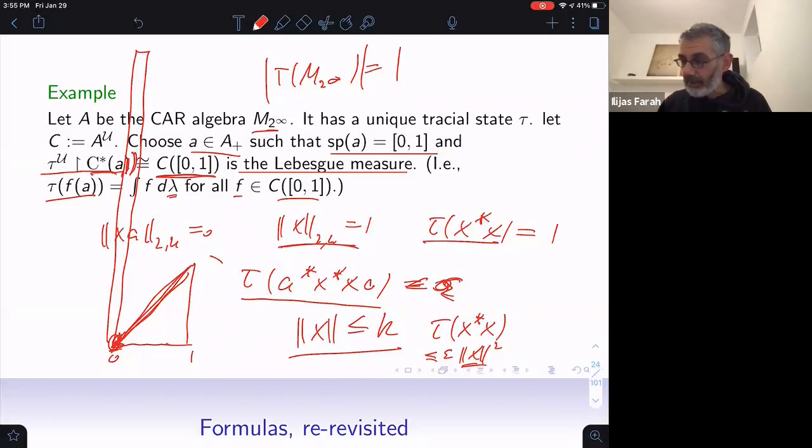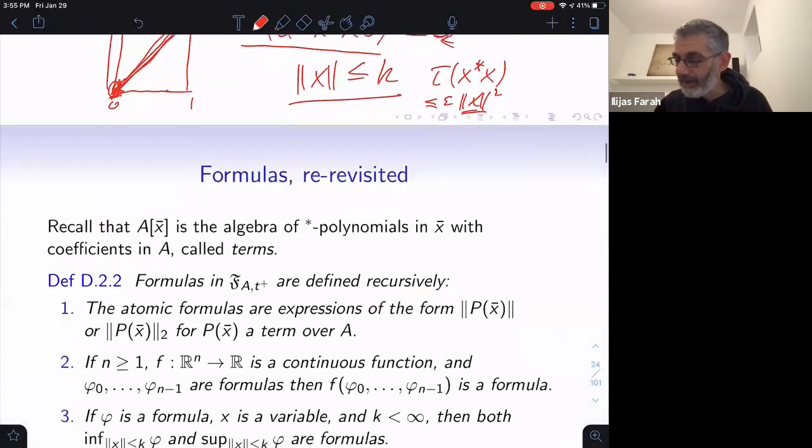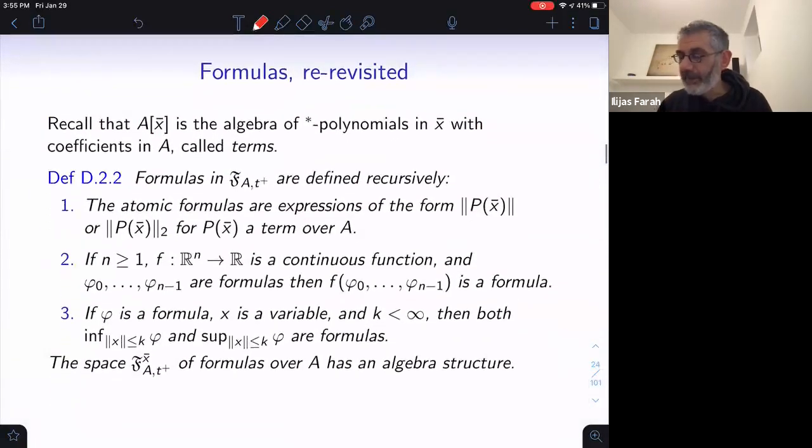Okay, so here I don't really have an application if you just look at tracially saturated C*-algebras. And in the next example, we have an application. I call it formulas revisited. As I said before, I didn't want to define abstractly what a formula is, what a structure is, but just look at concrete useful examples. So this is our last one for the time being.